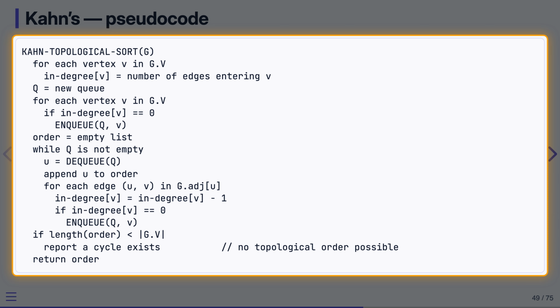Let's read Kahn's algorithm in pseudocode. First, we set the in-degree of every vertex to the number of edges entering it. Then we scan all vertices and enqueue everyone whose in-degree is 0. The main loop dequeues a vertex U, appends it to the order, and walks its edges. For each edge from U to V, we lower the in-degree of V by 1. If the in-degree of V reaches 0, we enqueue V at the end. If the order holds fewer than all the vertices, a cycle exists.